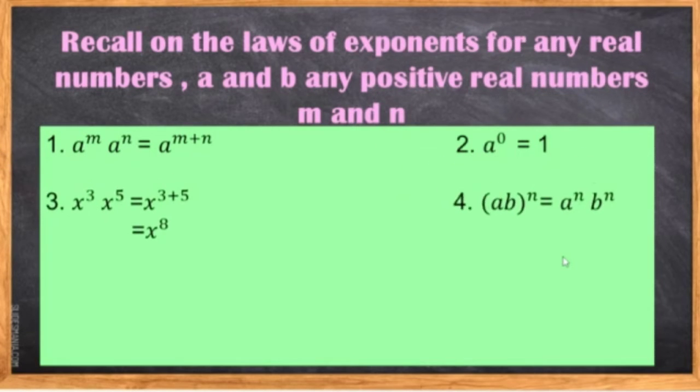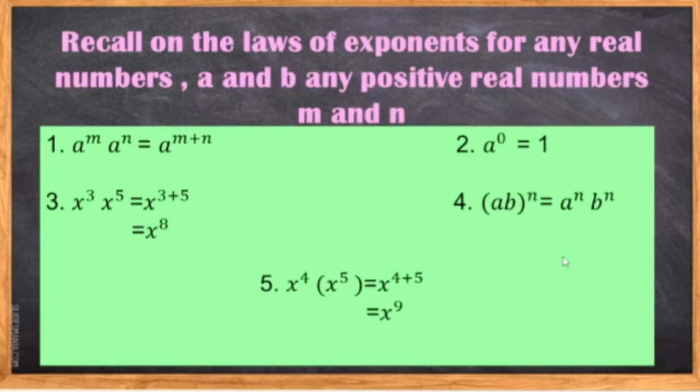Third example, x raised to 3 times x raised to 5 is equal to x raised to 3 plus 5, and the final answer is x raised to 8. Why? Because since the base is the same, which is x, we just need to add exponent, which is 3 plus 5. Then fourth example, quantity a times b raised to n is equal to a raised to n times b raised to n. Since the exponent is n, we just need to distribute it to a and b, then the final answer is a raised to n times b raised to n.